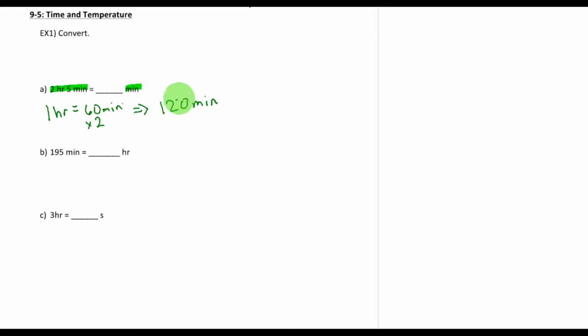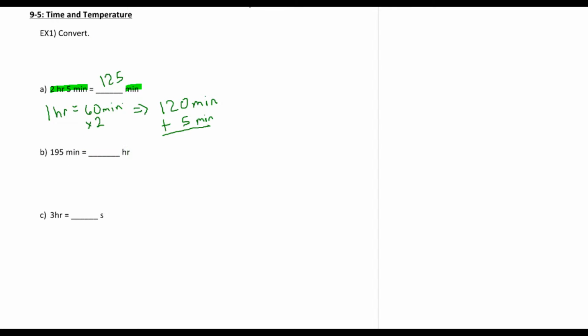But I'm not finished, because 120 minutes only represents 2 hours. I've got an additional 5 minutes I've got to tack on to 120 minutes. So we've got 120 plus 5 minutes. So 120 plus 5 gives us a value of 125. So 2 hours and 5 minutes is equivalent to 125 minutes.